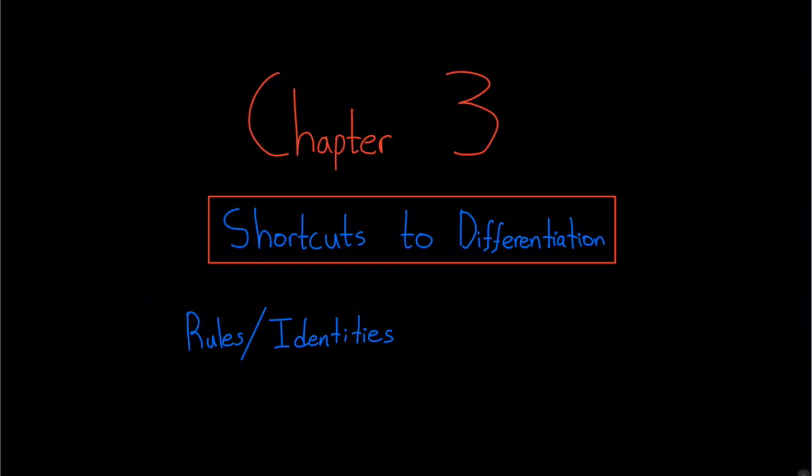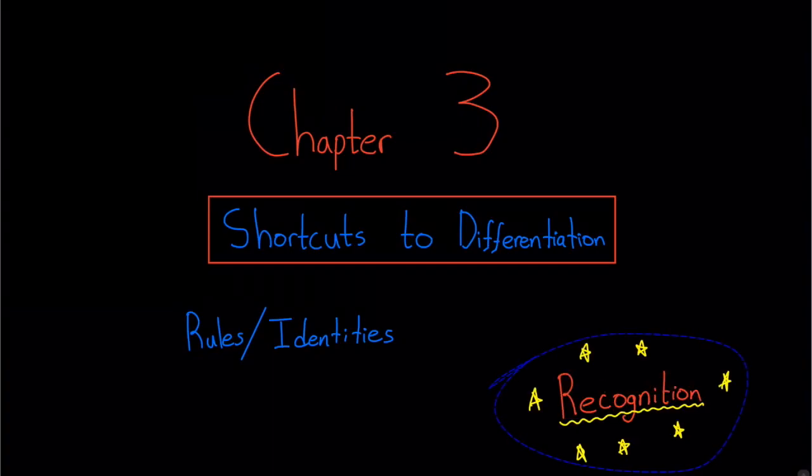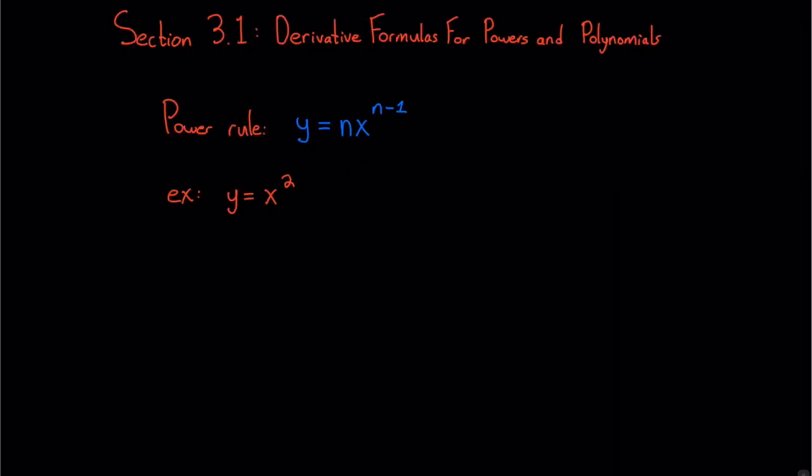Chapter 3 is entitled Shortcuts to Differentiation. The key to achieving success in this chapter is not just understanding the various rules and identities, but rather having the ability to recognize how you are going to differentiate the function you are presented with. So now let's dive into the content.